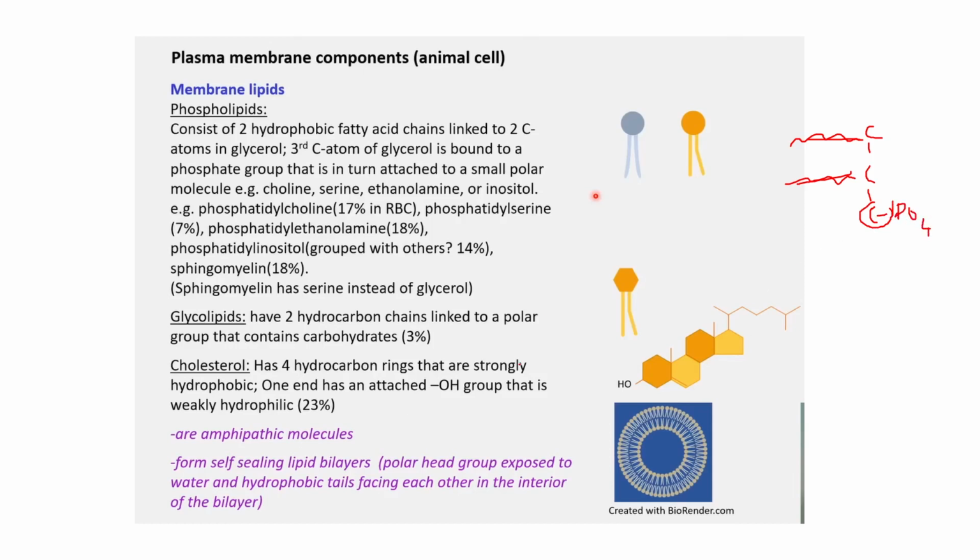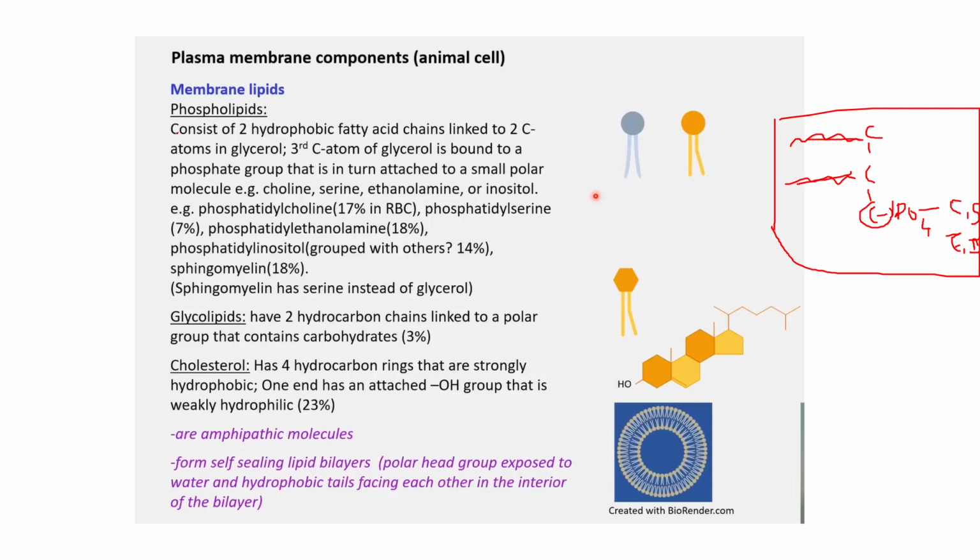This phosphate group is again attached to some polar molecule, such as choline, serine, ethanolamine, or inositol. I will simply write them in abbreviated form: choline, serine, ethanolamine, and inositol. So this whole component constitutes a single phospholipid.